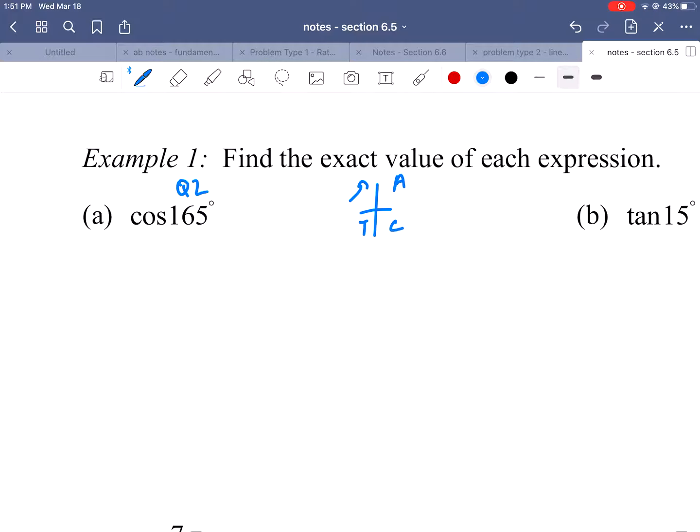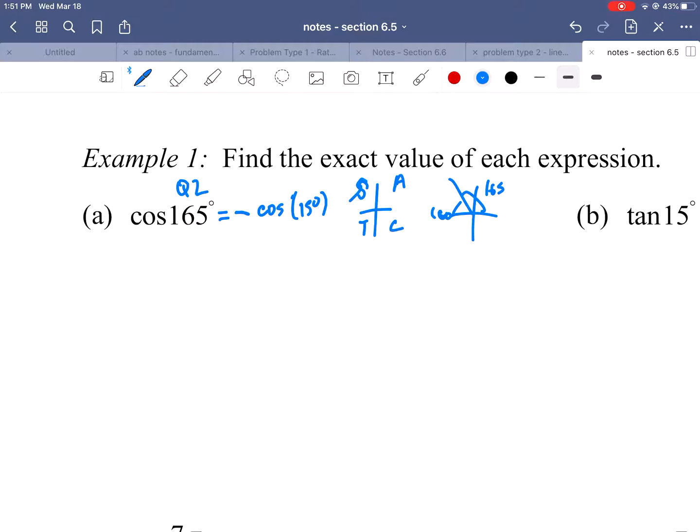Okay, and so here's what I know. In quadrant 2, right here, cosine is negative. So I'm going to have a negative here and then put cosine of the reference angle for 165 degrees. If I were to draw a little picture, if this right here is 165 and this right here is 180, then that's a difference of 15 degrees. And so cosine of 165 will be the same thing as negative cosine of 15 degrees.